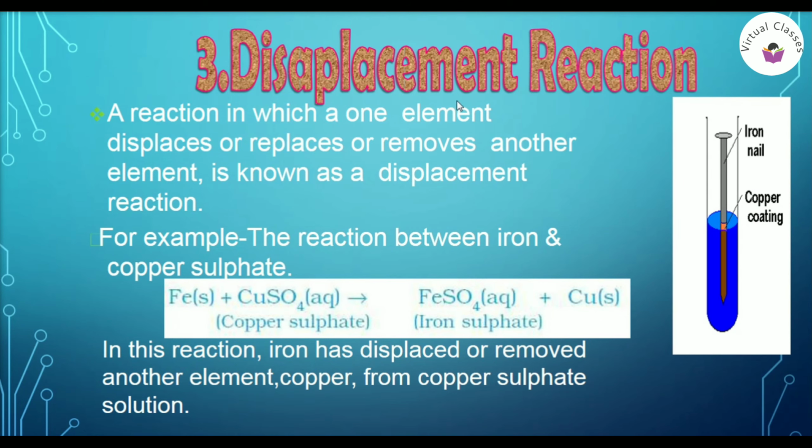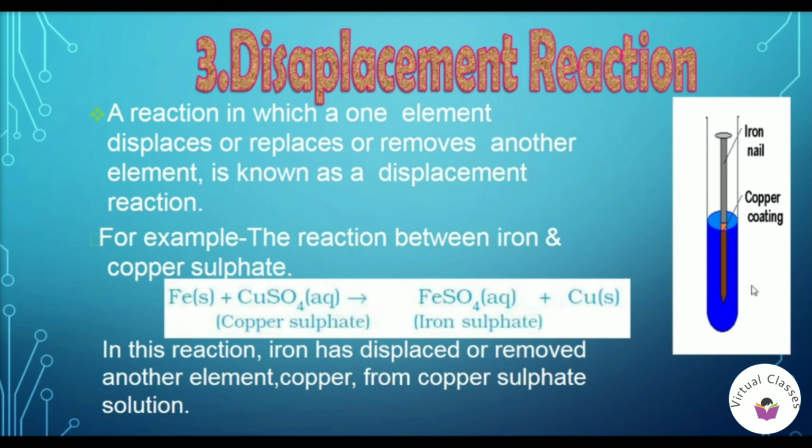The third type of reaction is displacement reaction, a reaction in which one element displaces or replaces another element is known as displacement reaction. For example, the reaction between iron and copper sulfate, where iron combines with copper sulfate to form ferrous sulfate and copper. In this reaction, iron has displaced or removed another element, copper, from copper sulfate solution.